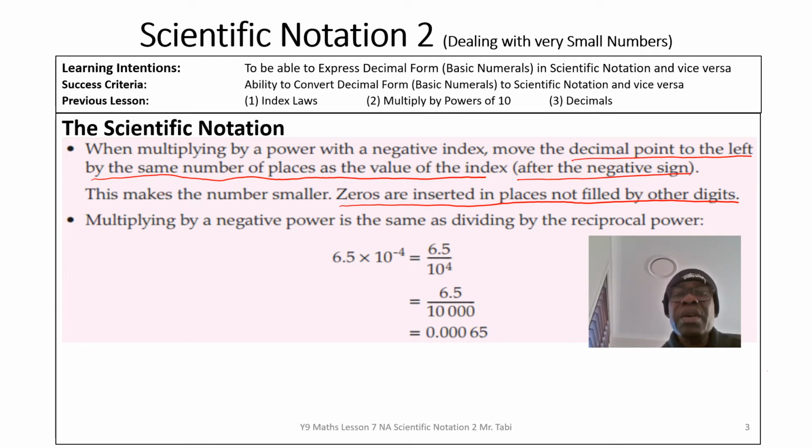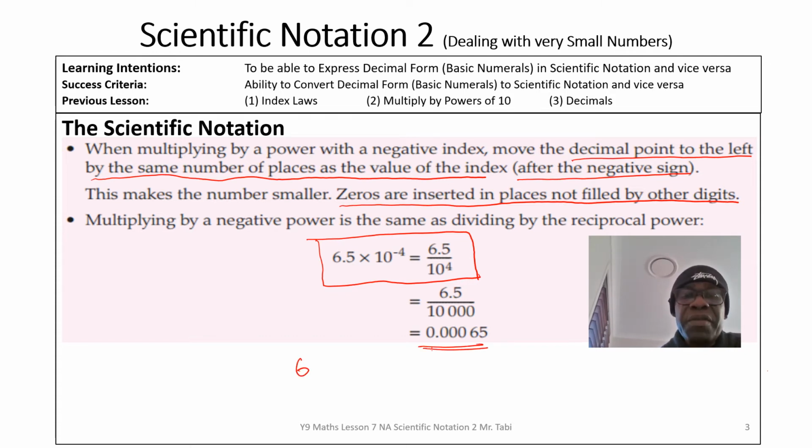So, as we can see, 6.5 times 10 to the power minus 4 is the same as 6.5 divided by 10 to the power 4. That's what we've shown in the previous slide. And that's what you get.